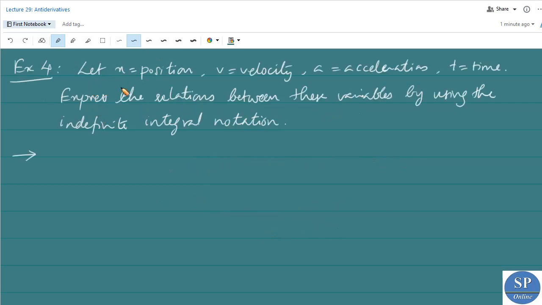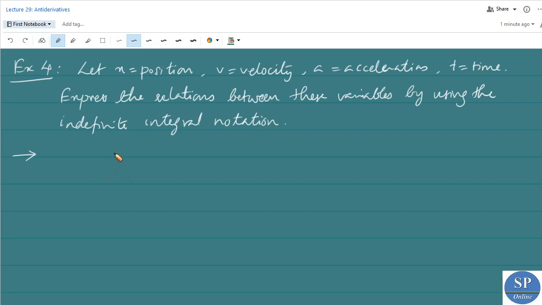Next example, let x equal to position, v equal to velocity, a equal to acceleration and t equal to time. Express the relations between these variables by using the indefinite integral notation. We have the relation connecting these variables.